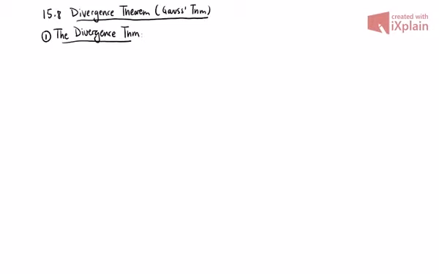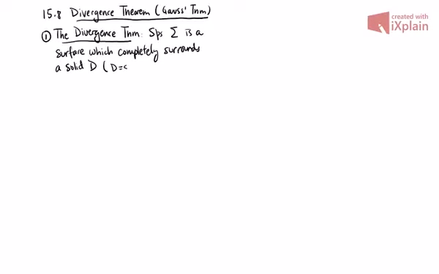So this says the following. Suppose sigma is a surface which completely surrounds a solid D. So what you want to think about here is that D is the solid and sigma is its surface. So maybe think of D first. Suppose that sigma has outward orientation.